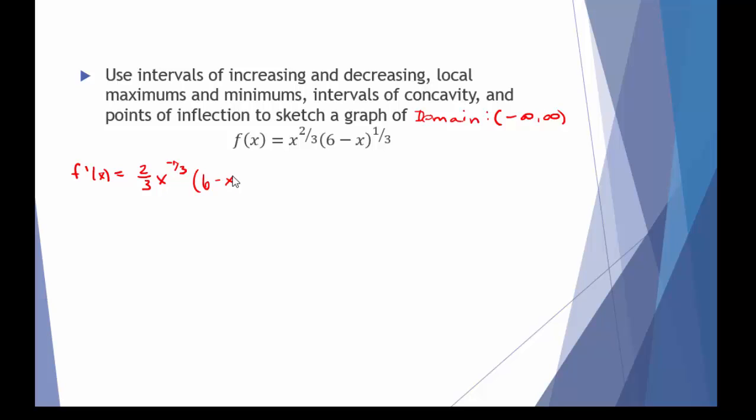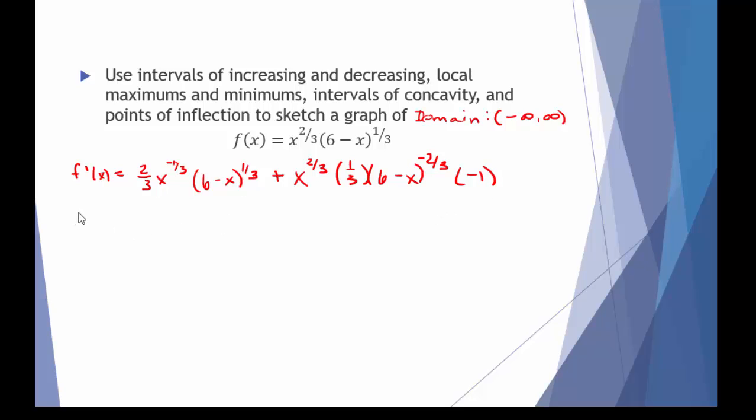Times (6 minus x)^(1/3). Here comes the product rule. Plus x^(2/3), leave that one, and then take the derivative of (6 minus x)^(1/3). So that's 1/3 times (6 minus x)^(1/3 minus 1), which is negative 2/3, times the derivative of the inside function, which is going to be negative 1.